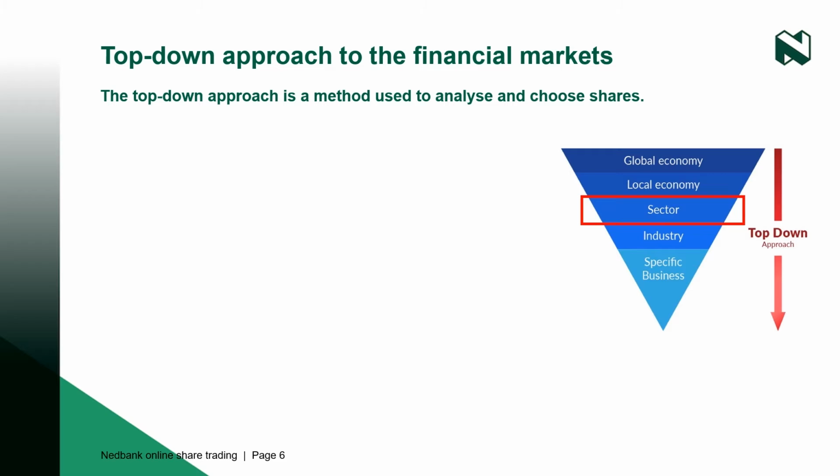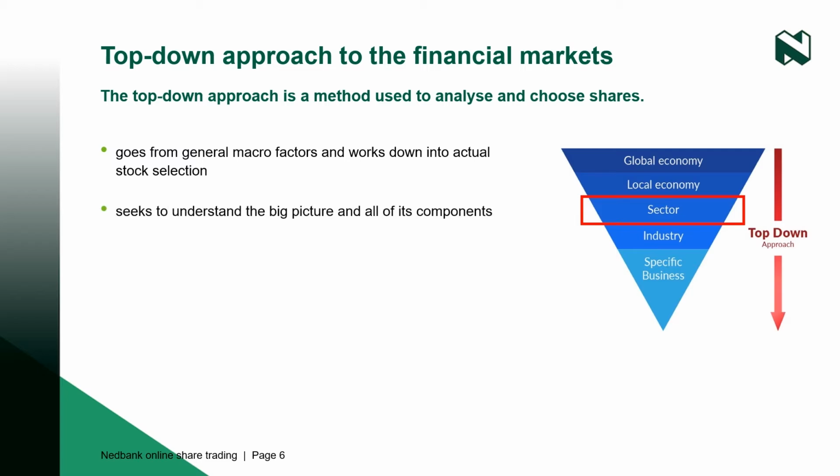The top-down approach is a method used to analyze and choose shares. This term is also used in many other areas of business, finance, investing, and economics, and many traders get them confused or don't fully understand the approach. A top-down approach moves from the general to the specific and uses comprehensive factors as a basis for decision-making. The top-down approach seeks to identify the big picture and all of its components. These components are usually the driving force behind market trends.